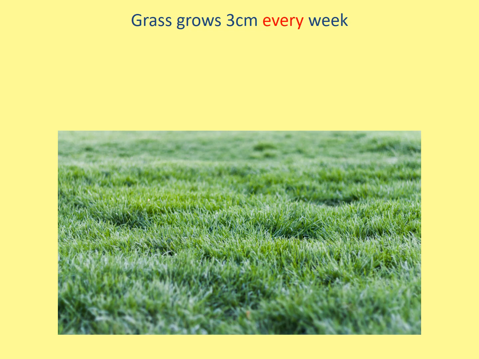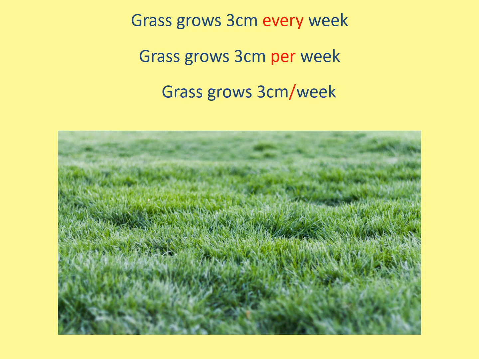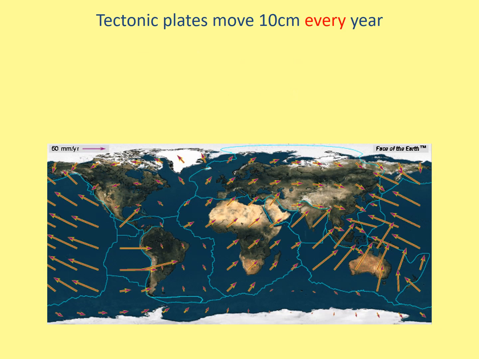Let's look at some examples of some speeds. So grass grows 3 centimetres every week. Now we can rephrase that to say grass grows 3 centimetres per week. They mean the same thing. And I can even shorten this again: grass grows 3 centimetres per week, where the forward slash stands for per. So all of those three statements mean exactly the same thing.